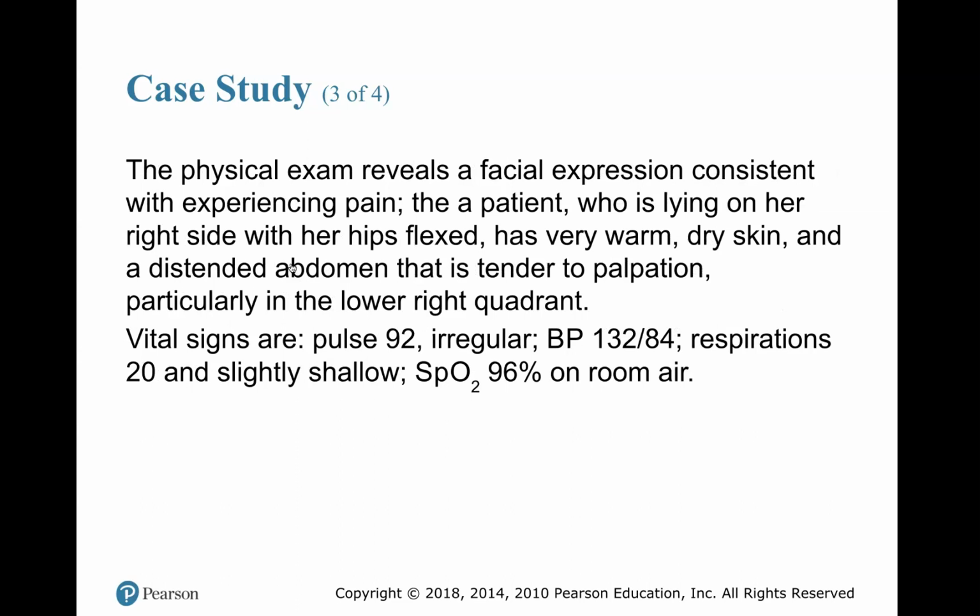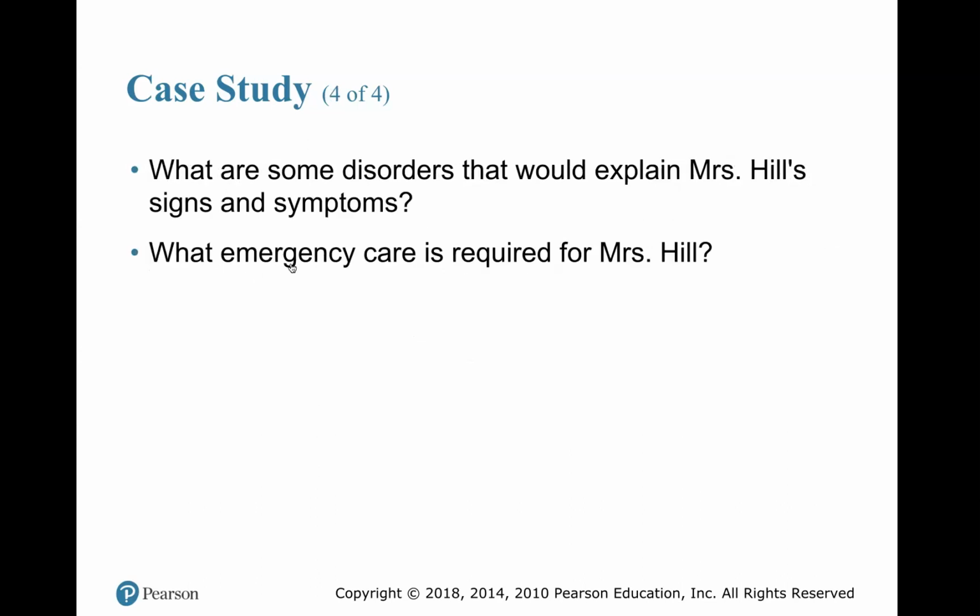The physical exam reveals a facial expression consistent with experiencing pain. The patient, who is lying on her right side with her hips flexed, has very warm, dry skin and a distended abdomen that is tender to palpation, particularly in the lower right quadrant. Vital signs are a pulse of 92, irregular, blood pressure is 132/84, respiration is 20 and slightly shallow. SpO2 is at 96 on room air.